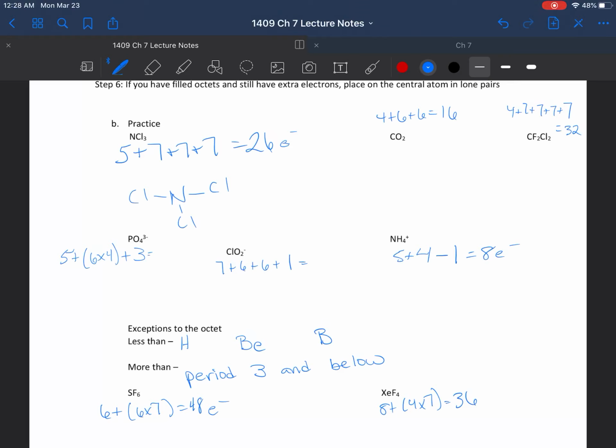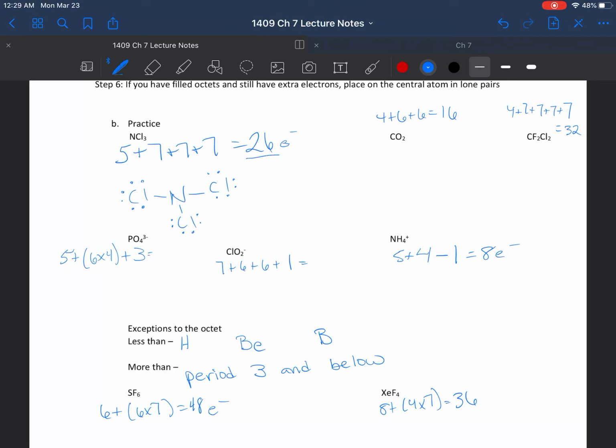So this chlorine only has 2. It needs 6 more. So I've got 6 electrons added here. I've got 6 I need to add to this chlorine and 6 to this. Now check in with your inventory. I have, let's see, 2, 4, 6, 8, 10, 12, 14, 16, 18, 20, 22, 24. Bear with me while I try to count. Here we go. I have 2 more left.